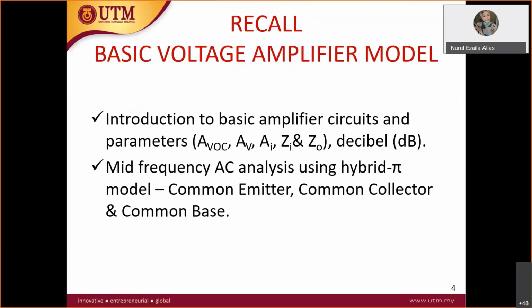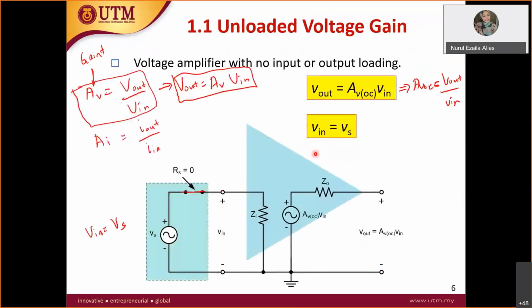analysis part. So for the basic voltage amplifier, I think all of you are familiar and still remember the voltage amplifier model. So you will have to do the calculation or analysis of the AVOC, AV, AI, Z in and Z out. So this one is actually the voltage gain. This is the voltage gain open circuit. This is the voltage gain closed circuit, and this is the current gain and input and output impedance. Okay, so this is how it looks like.